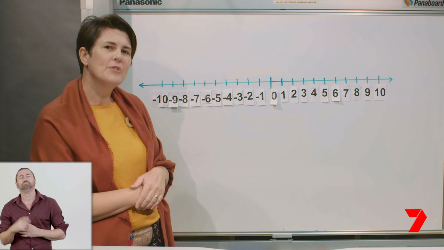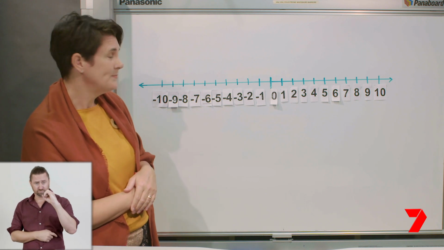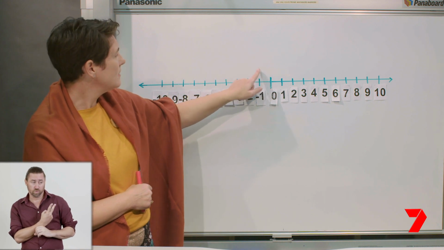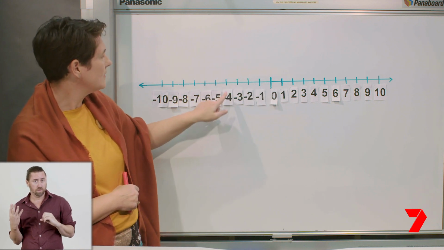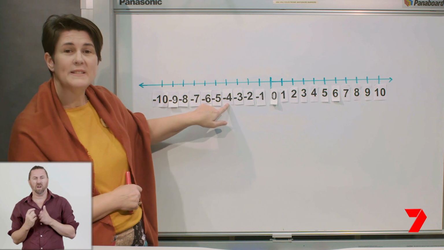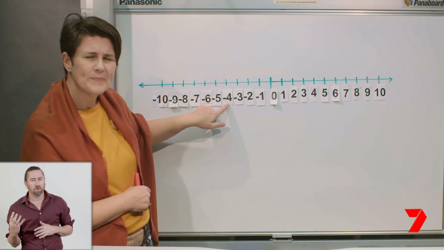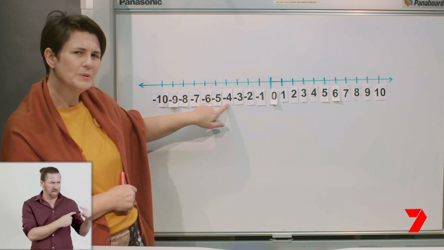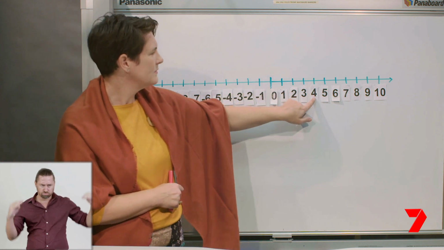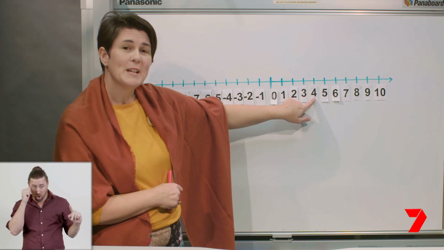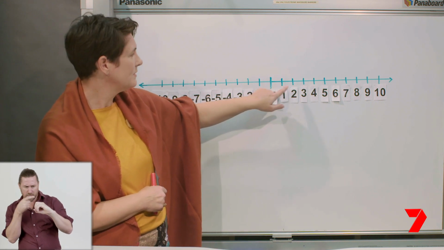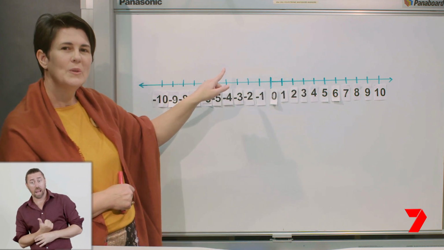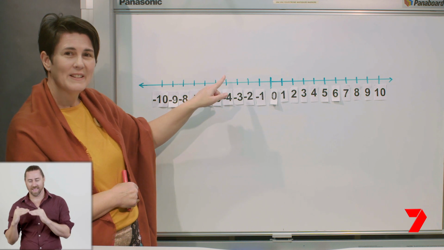Now, what's the number 4 spaces to the left of 0? I'm going to count. 1, 2, 3, 4. The number is -4. Is this number greater than or less than +4? Even though they're the same distance from 0, -4 is to the left, so it's got a value less than 4.